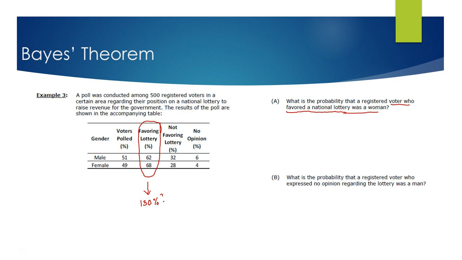Because, for instance, if I try to do that, that's telling me that, favoring the lottery, 130% of the people surveyed favored the lottery. Well, that can't happen. It's impossible. I can't have more people favoring the lottery, especially when I see people who don't favor the lottery, than the people I actually looked at. So take a moment, figure out the probabilities of this, and then we'll go over it.